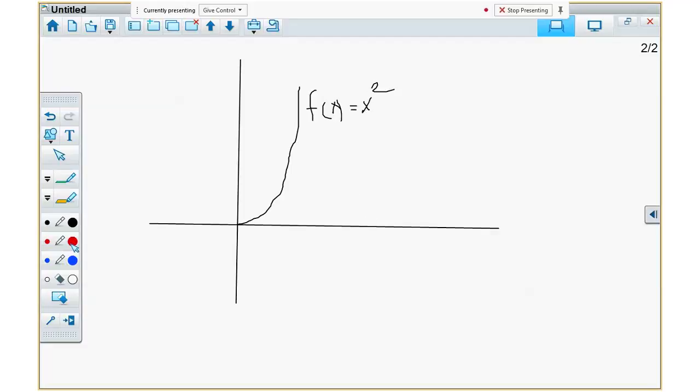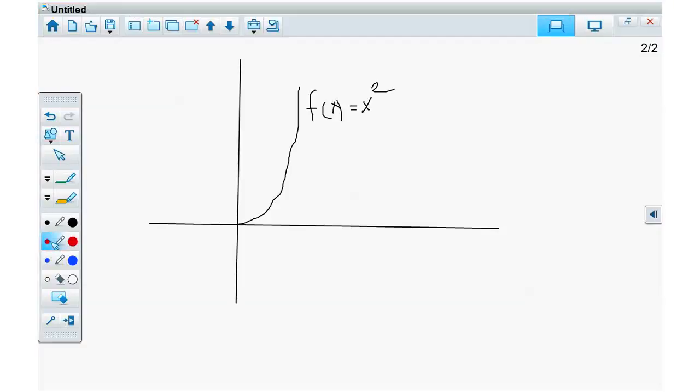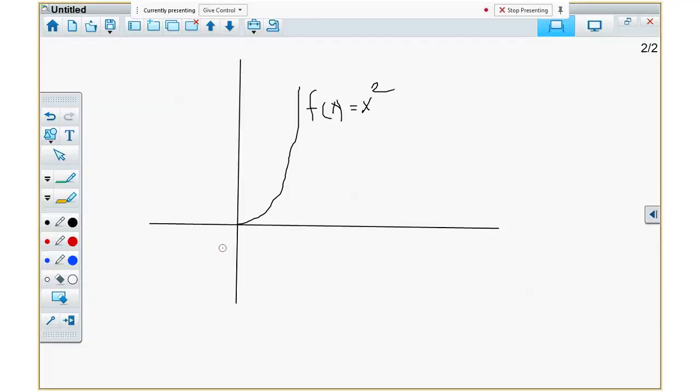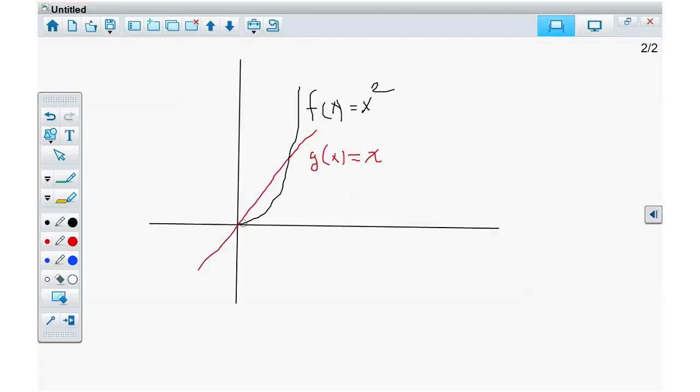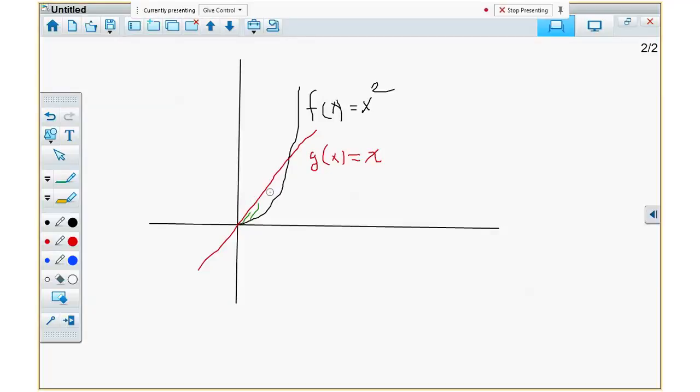And then we're going to draw a red line, and we're going to do that line right there. And that's going to be g of x is equal to x. Now, where do you think I want to find the area? I want to find this area right here in green.